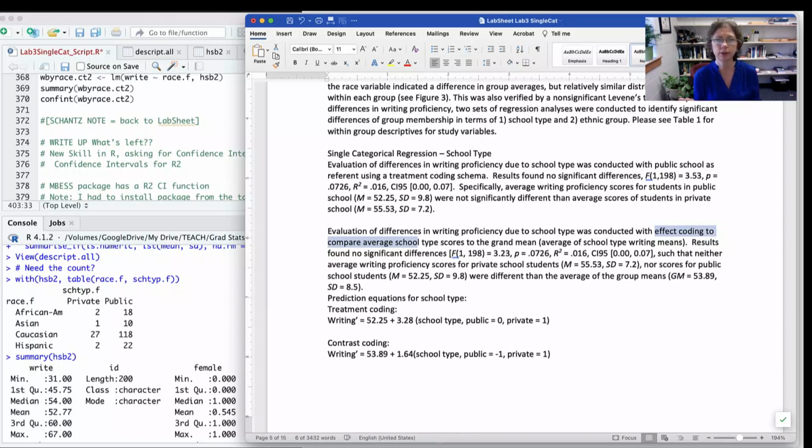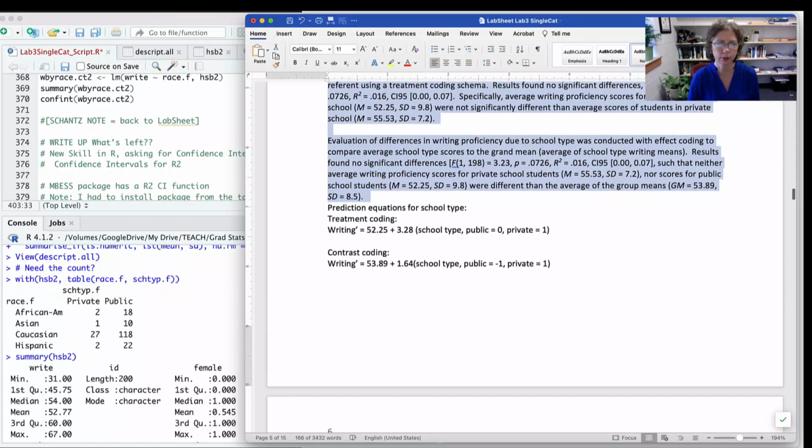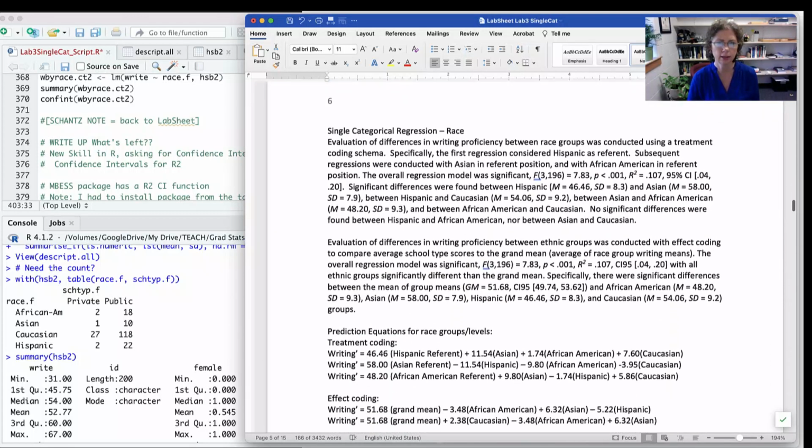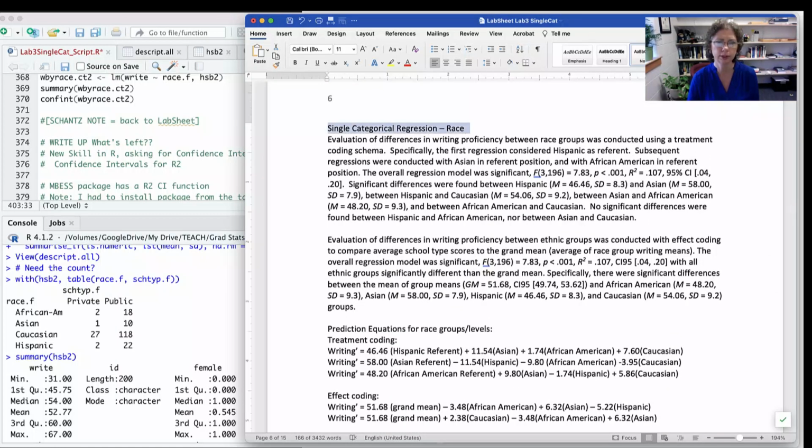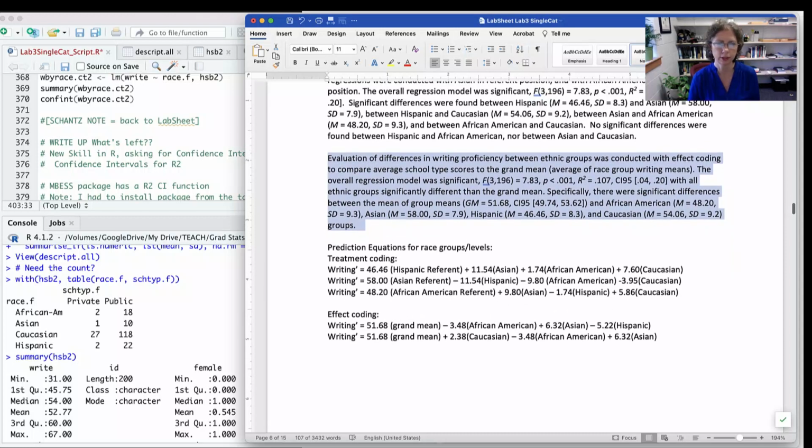You're not doing both of them. You're either running treatment coding because your question has to do with comparing to a referent group, or you're running effect coding because your question has to do with comparing groups to the grand mean. So normally you would not have both write-ups for the one regression. Have the prediction equations in there, and then the same kind of thing for the race regressions we were running. Again, you would not have both of these paragraphs. It would depend on what your question is, and then the equations that go with them.